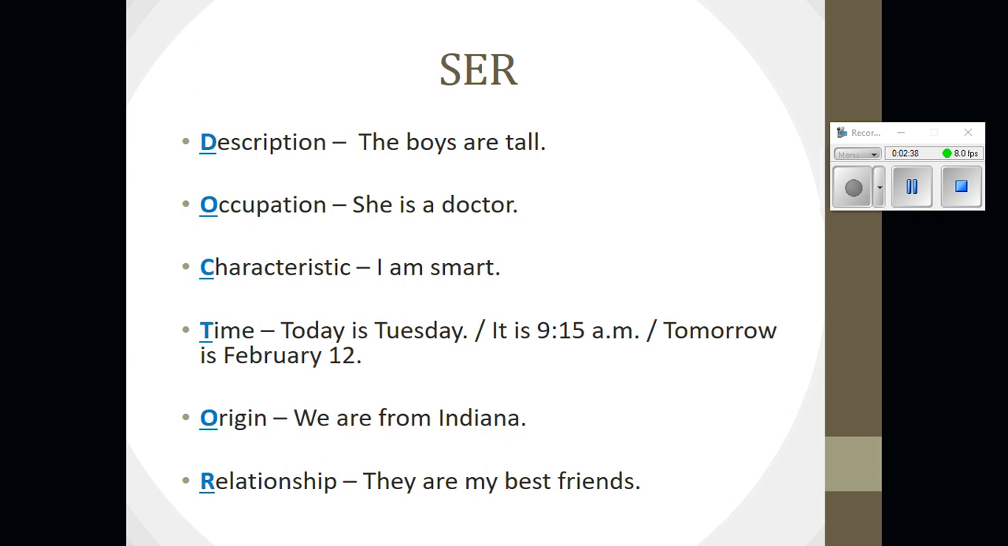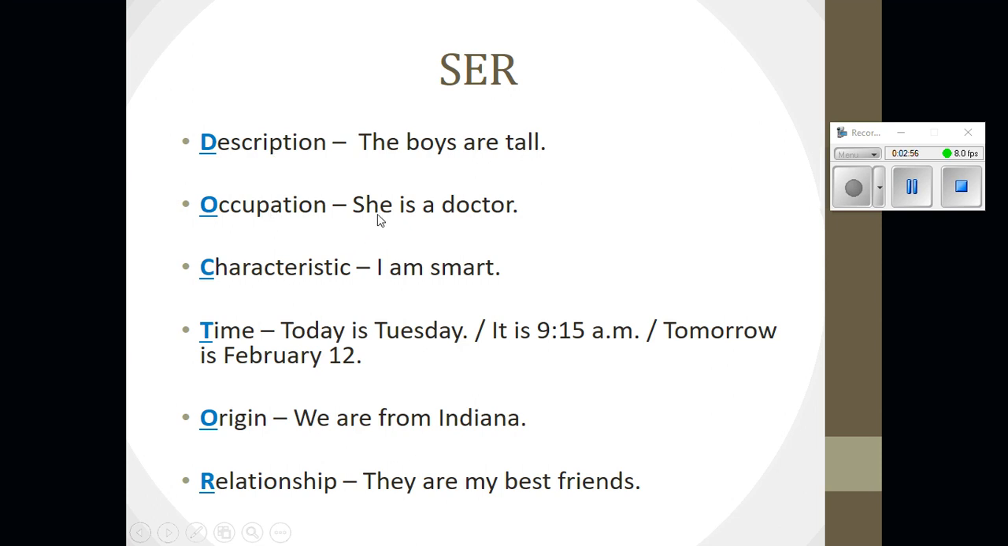Okay, on the back side of your note guide, Part C, it wants you to write example sentences in English and Spanish for each rule. So notice here, we're going to do ser with doctor. The first one is description. Let's write down the boys are tall. If you tell me that the boys are tall, you're giving me a description of the boys.